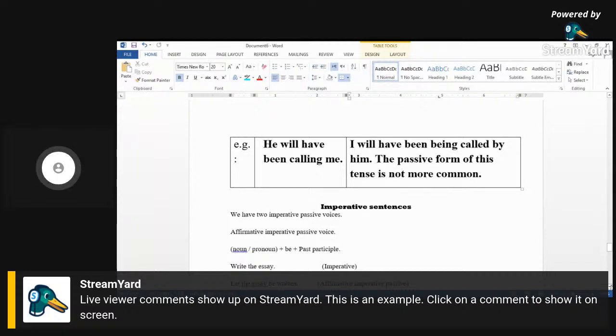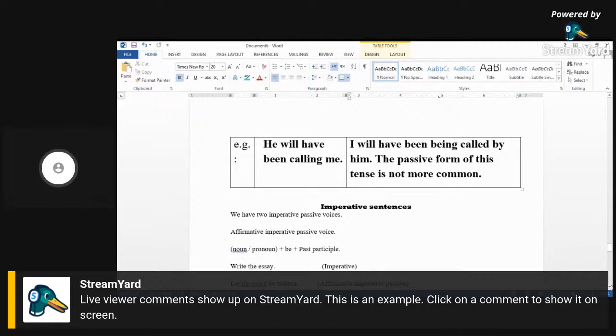So it is not very necessary to focus on changing these tenses into the passive voice, but I recommend that everyone consider the other tenses and practice these tenses as well. They should change some sentences into the passive voice for these tenses as well.